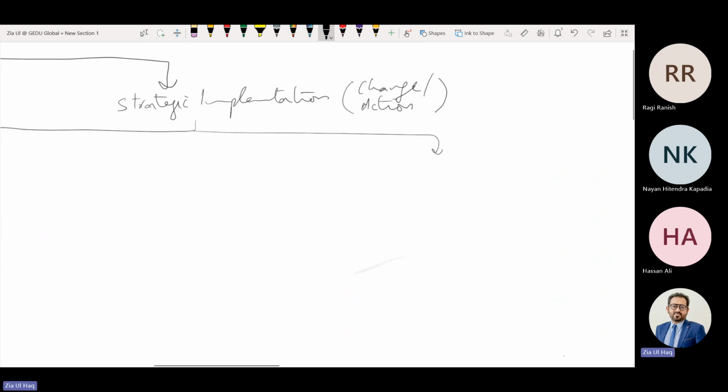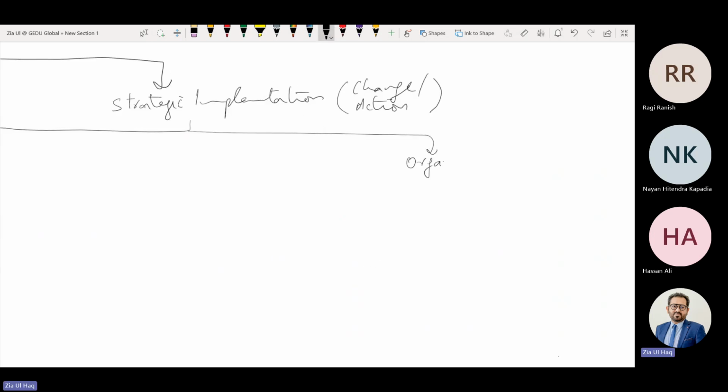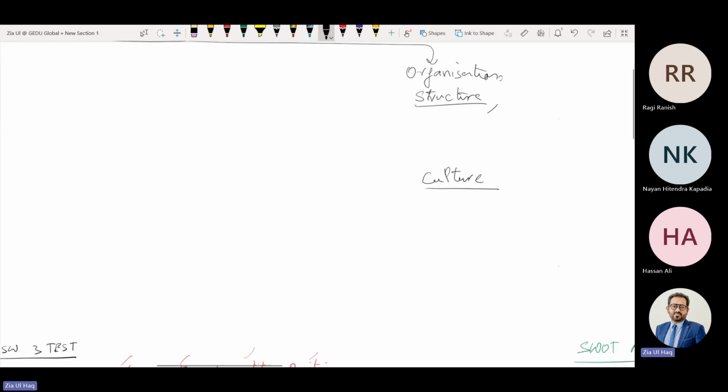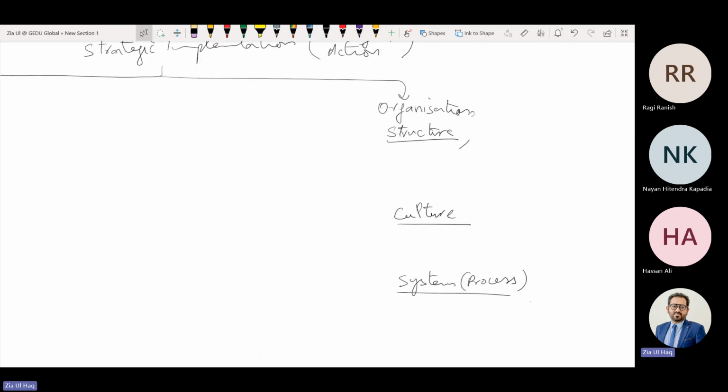We need to make changes in organization structure, in organization culture, and we need to make changes in organization system, in processes. But before making changes to organization structure, culture, system, processes, we must be aware about these things.